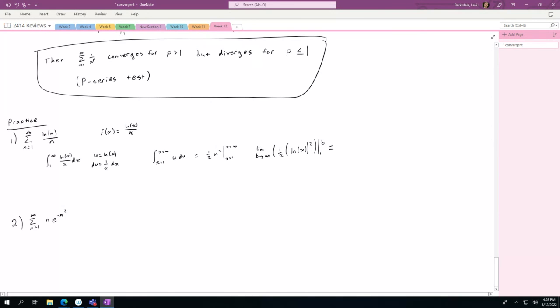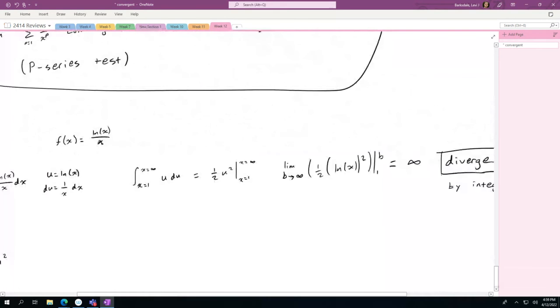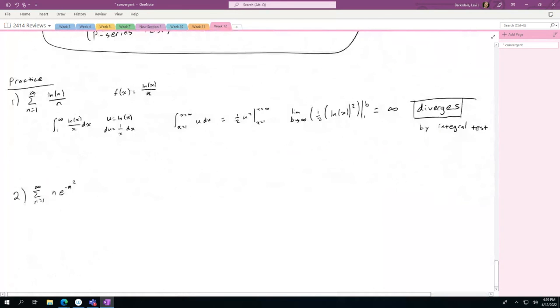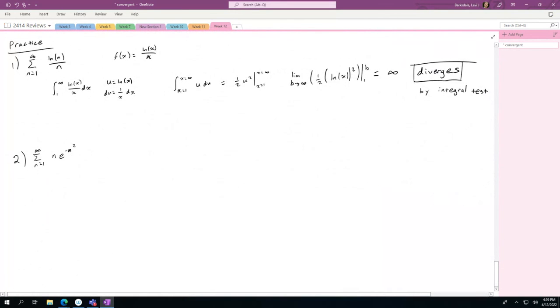And of course, the limit as natural log goes to infinity is infinity, right? So when I square it, it's still going to be infinity. So this one diverges. Specifically, it diverges by the integral test. And again, because my integral diverges, my series diverges as well. Good on that one? Did you get that one? Perfect.